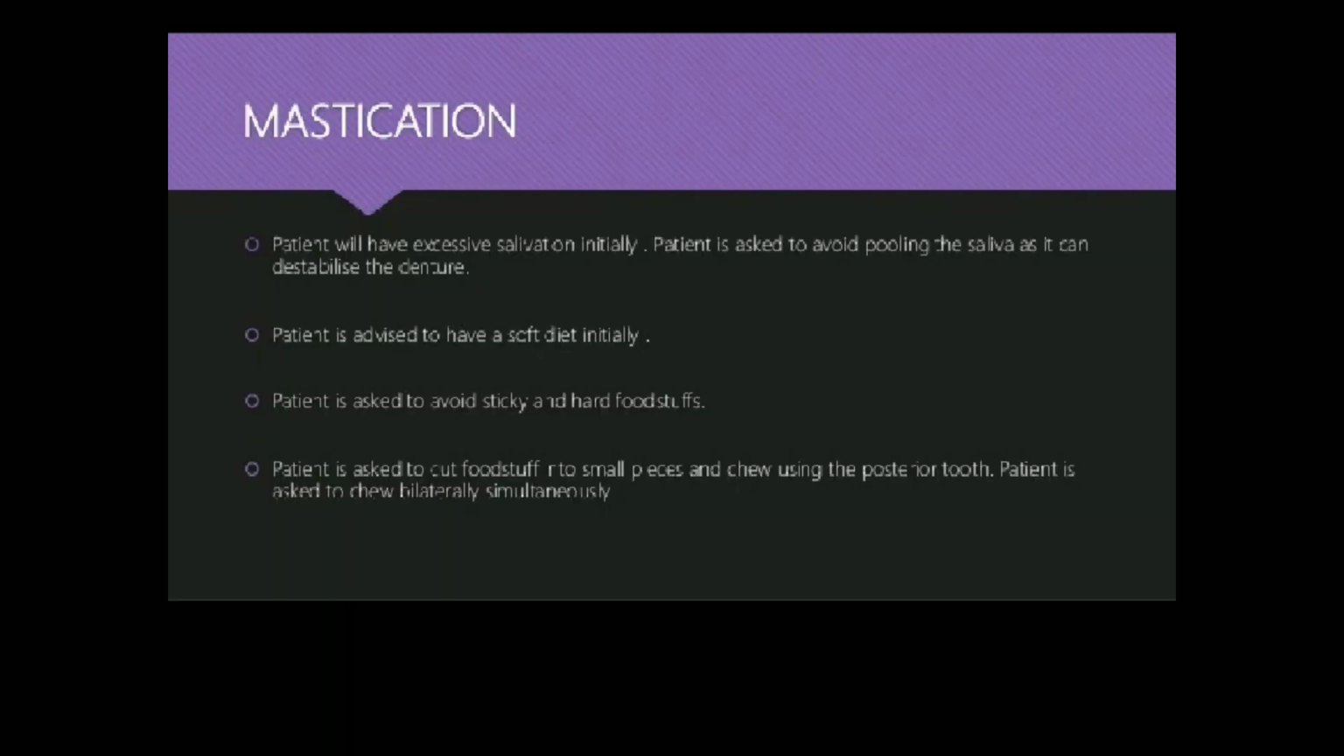Then mastication. You should ask the patient to take a soft diet initially. The patient is asked to avoid sticky foods and hard foodstuffs, right? And the patient is asked to chew bilaterally because they do not have any periodontal support. You are giving just the dentures on the ridges, so there should be bilateral balancing, right? So I should ask the patient to chew bilaterally, right?